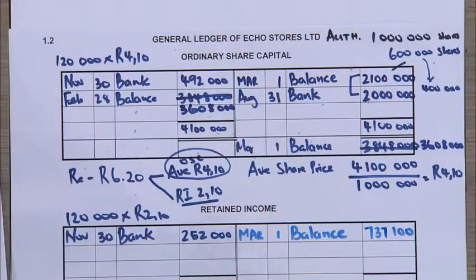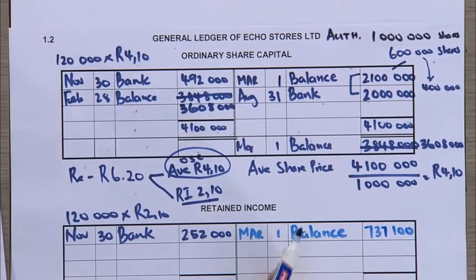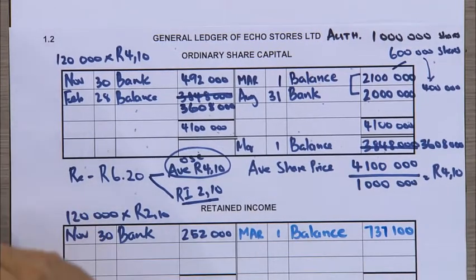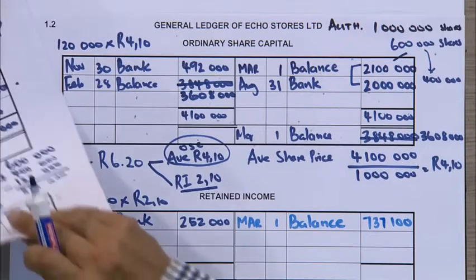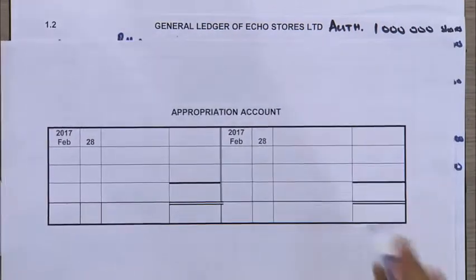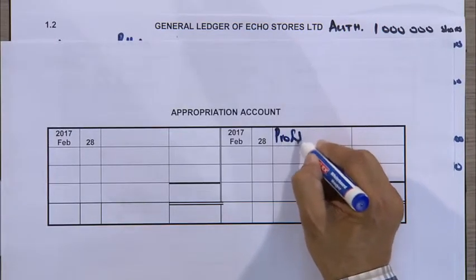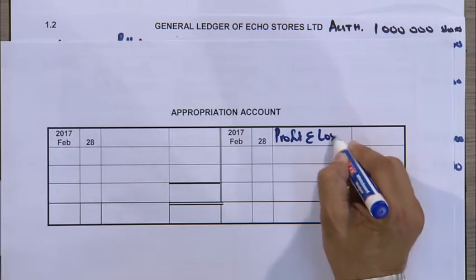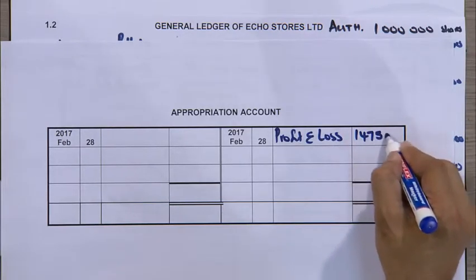Okay, then we're looking at the retained income, which will go in conjunction with the appropriation account. So we'll come back to this one. We just have to do the appropriation account, and then we should be okay. So your appropriation account starts with your profit and loss figure of 1,475,000.